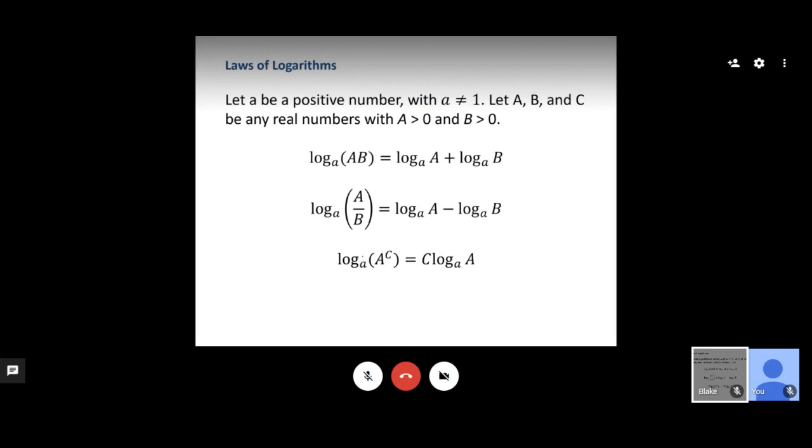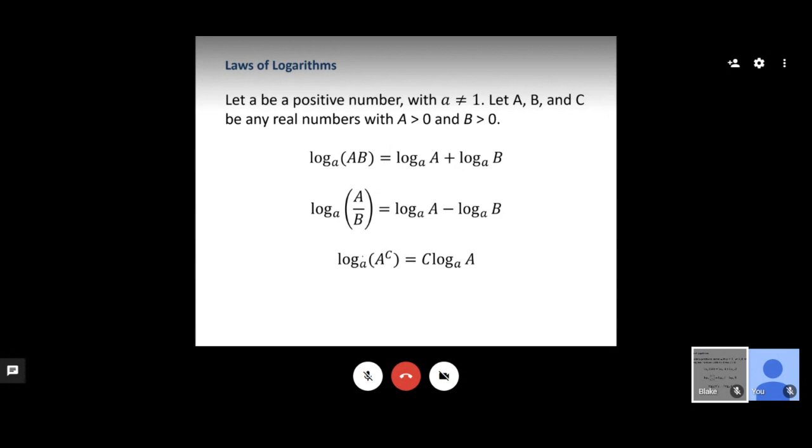We're also allowed to split up division. So if you have division inside of a logarithm, we can split that into 2 logarithms, again, keeping the bases the same, and then we're going to use subtraction instead. So if you have multiplication and you split it up, it becomes addition. If you have division and you split it up, it becomes subtraction.